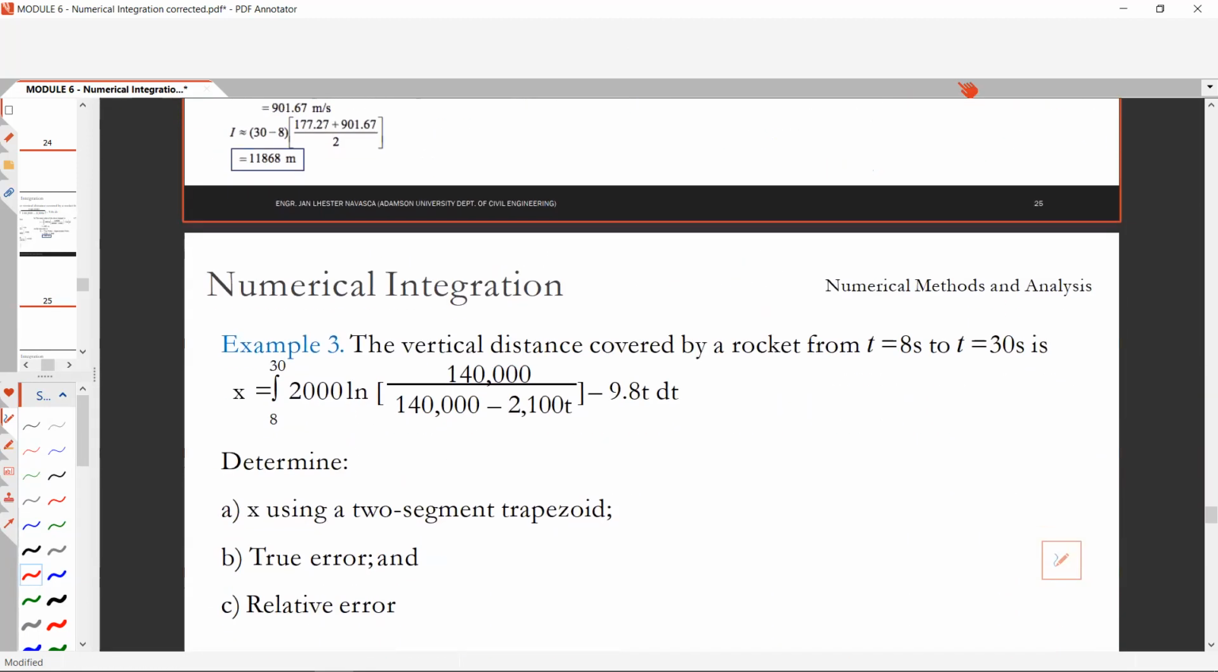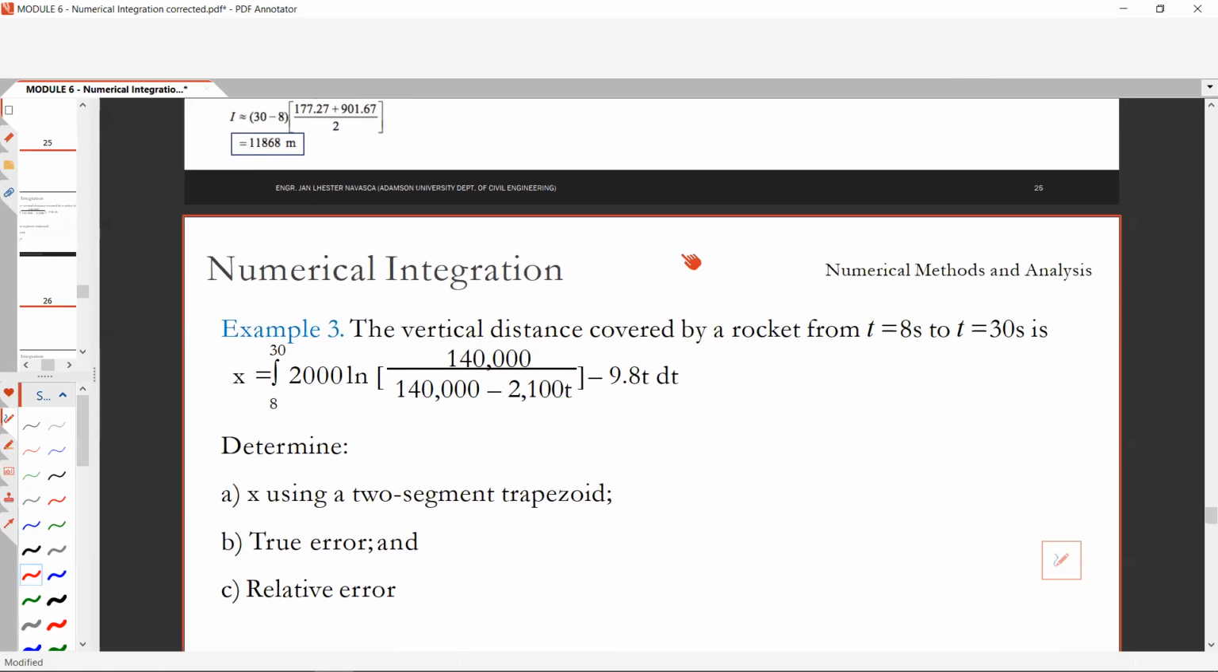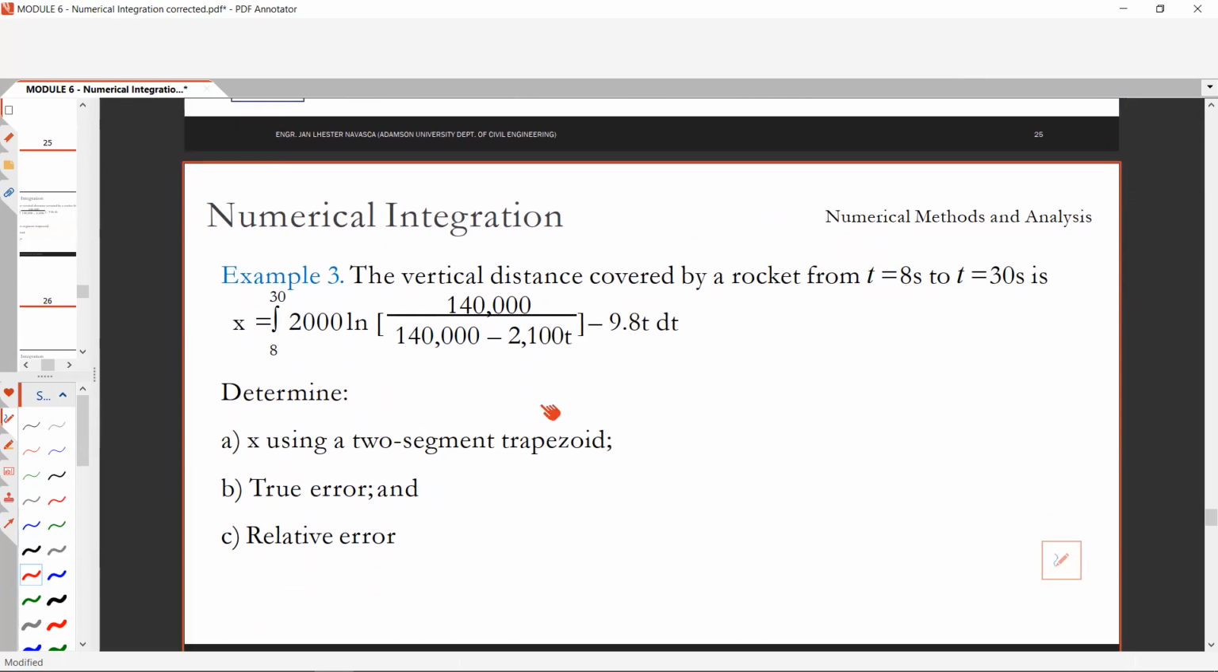So next one is to find the vertical distance covered by the rocket from time equals 8 seconds to time equals 30 seconds. Okay? Ngayon, same equation. However, gagamit tayo ng two-segment trapezoid. Ibig sabihin, meron na tayong two-segment na trapezoid. Or ibig sabihin, for example, ito yung function natin. Okay, ito yung A, ito yung B. Okay? Gagamit tayo ng two trapezoids.